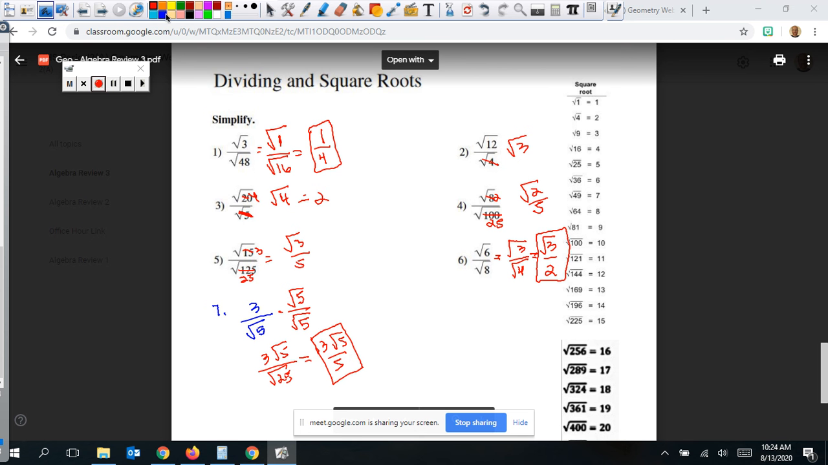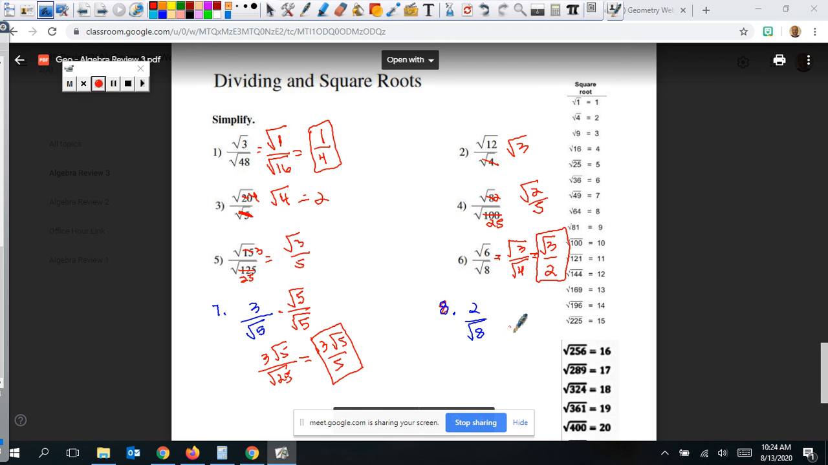Alright, just one more, and then we'll be done with this. Number 8. Go ahead and write this one down for number 8. We wanted it in blue. So this is number 8. I'm going to put 2 over a square root of 8.